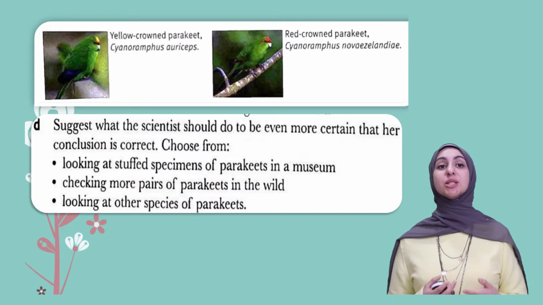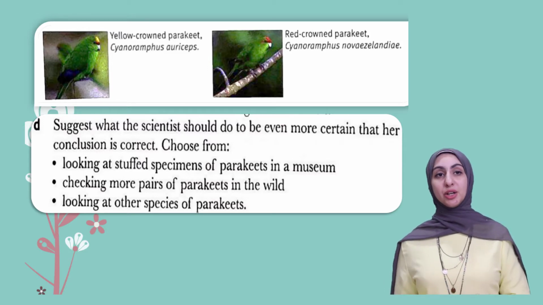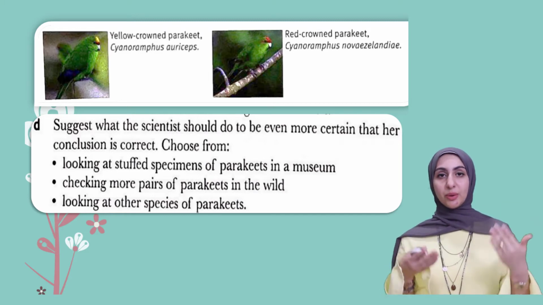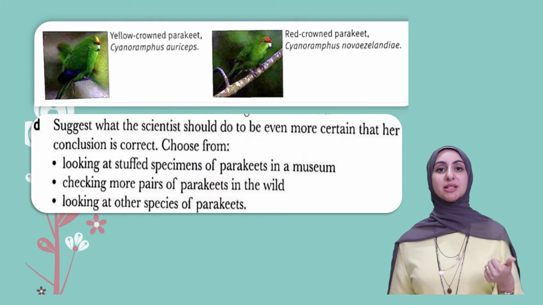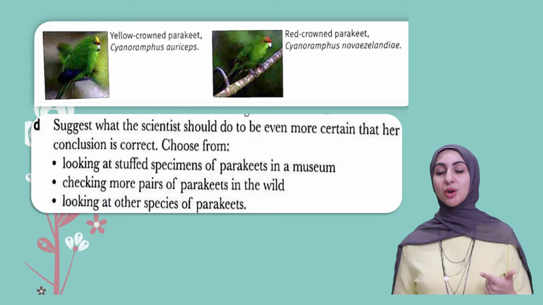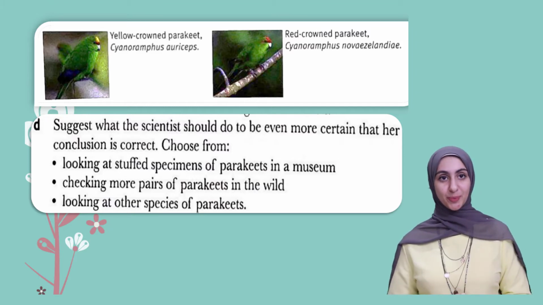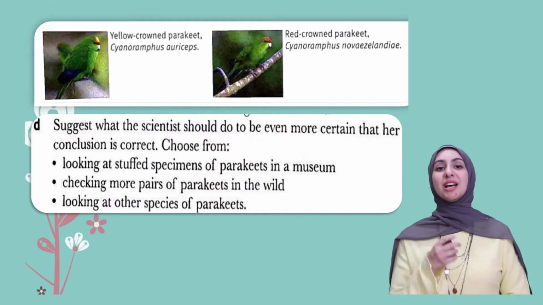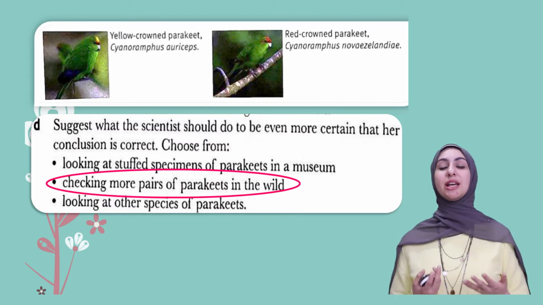Question D. Suggest what the scientist should do to be even more certain that her conclusion is correct. Here we have some choices: looking at stuffed specimens of parakeets in a museum, or checking more pairs of parakeets in the wild, or looking at other species of parakeets. Which one is logical? Yes, the second choice is correct. Checking more pairs of parakeets in the wild.